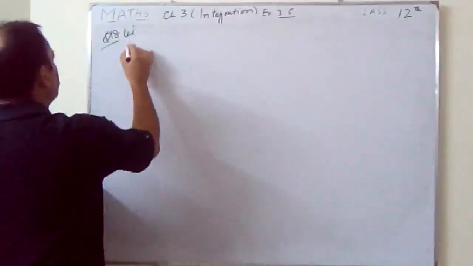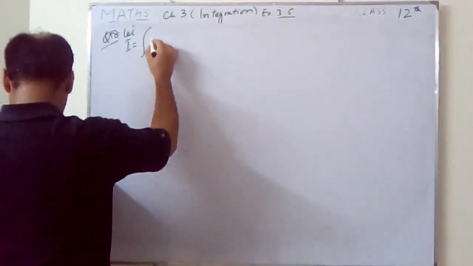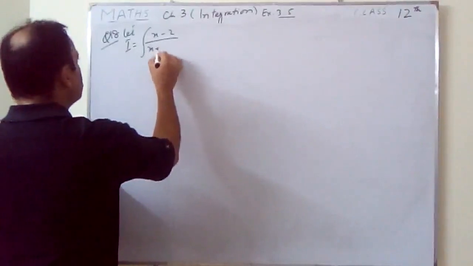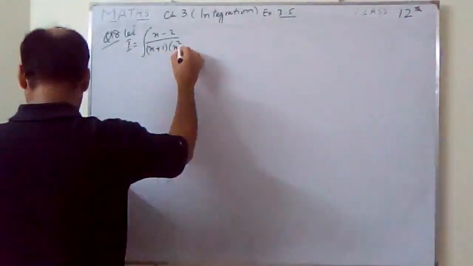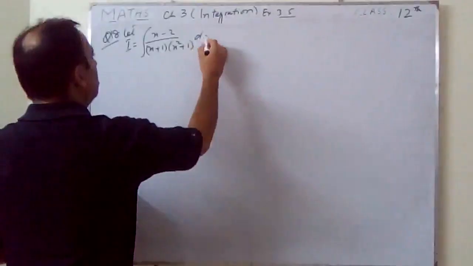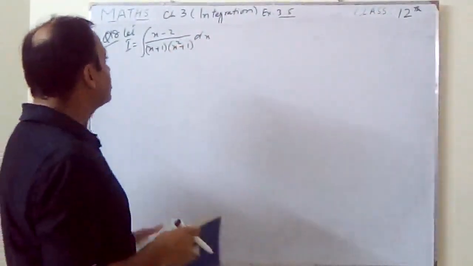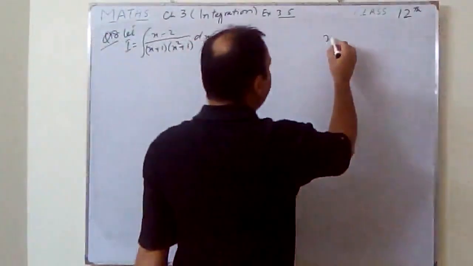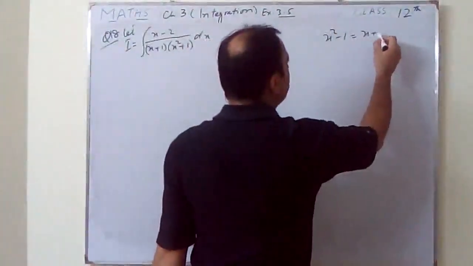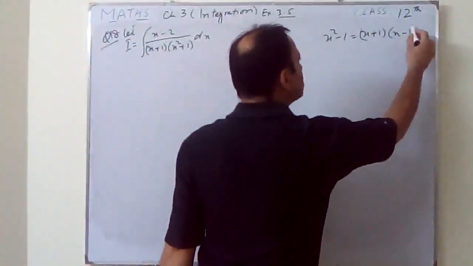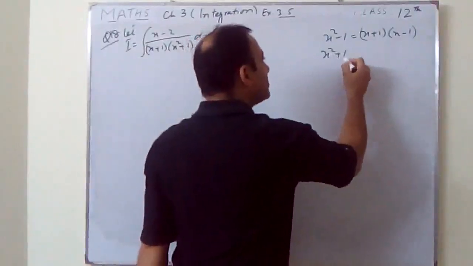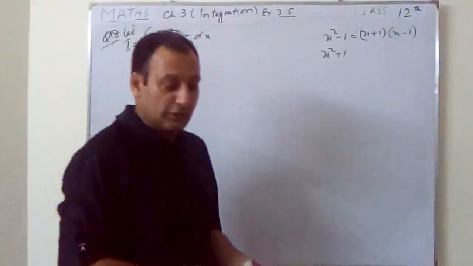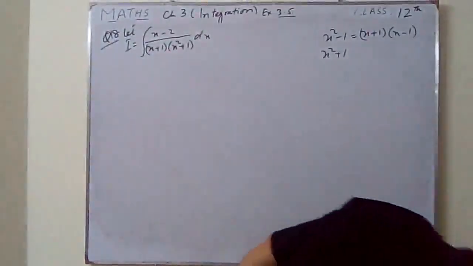Let I is equal to the integral of (x minus 2) over (x plus 1)(x square plus 1) dx. This is another case when x square plus 1 is there. If it were x square minus 1, we could write (x plus 1)(x minus 1). But when x square plus 1 is there, we cannot reduce it to linear factors. So this is called irreducible.